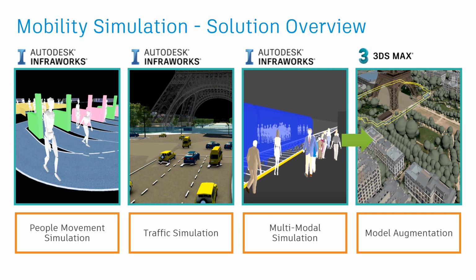For traffic simulation, there is a choice. You can use the mobility simulation engine running the traffic simulation product inside of InfraWorks itself. For multimodal simulations, you're back inside the mobility simulation window. And then for model augmentation, bringing external models into mobility simulation to augment the model visually, we would use 3ds Max.